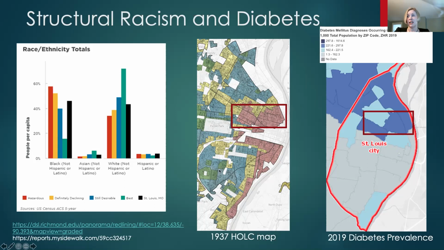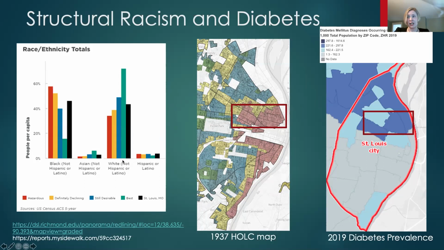Whereas in the red and yellow areas, they were considered too risky to insure mortgages. And the largest deciding factor in this rating was race. The red and yellow areas were predominantly Black, and the green and blue areas were predominantly white. Additionally, Black families were prohibited from buying homes in the predominantly white neighborhoods related to these policies.